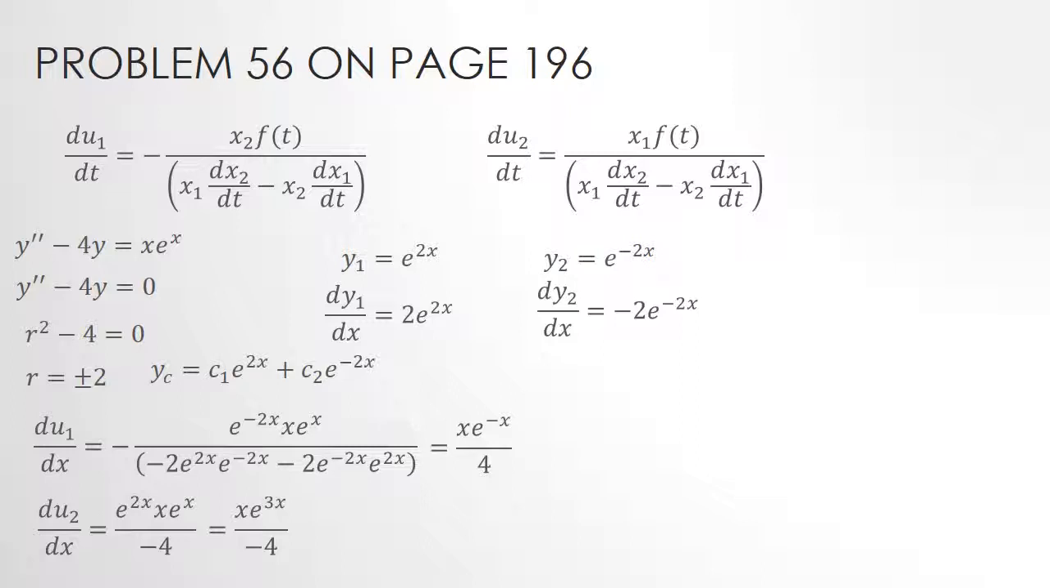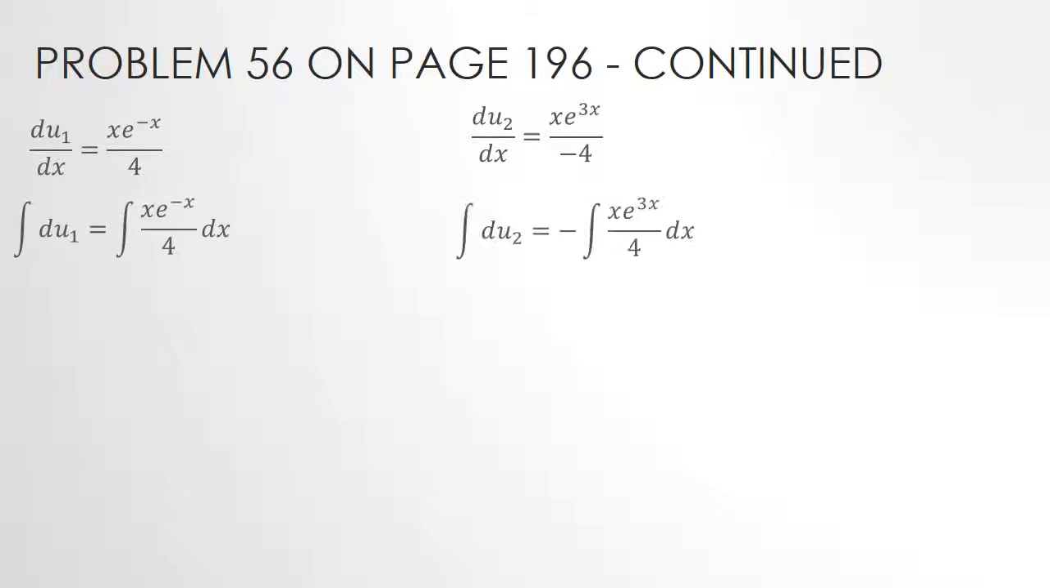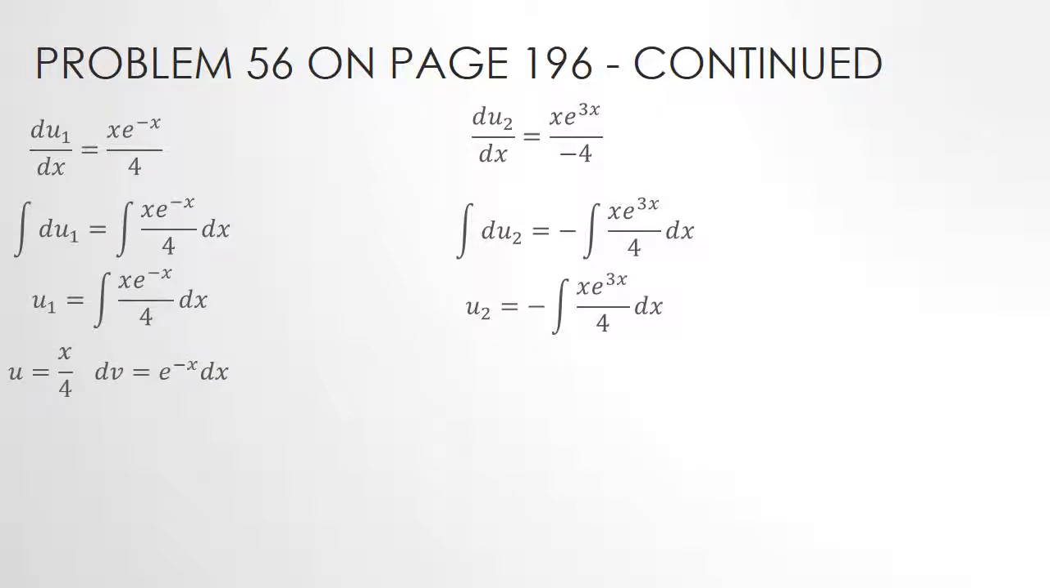So I have to find my integrals. I have these two separable differential equations, which would give me these two integrals. So I can solve this first one. I'm going to have to use integration by parts to solve both of these. So my u is going to be x divided by 4, and my du is going to be 1/4 dx. My v becomes a minus e dx.